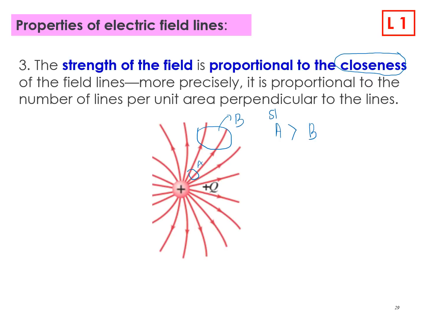The strength of the electric field at A is greater than the electric field at B. So how do you know? It depends on the closeness. The spacing between the electric field lines: the closer they are, the stronger the electric field.